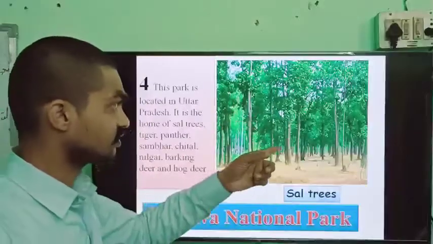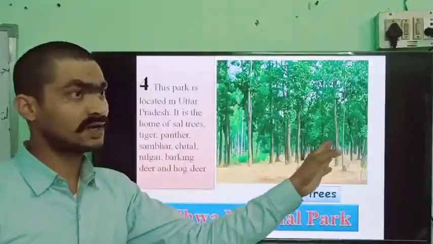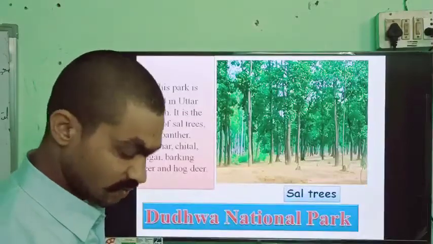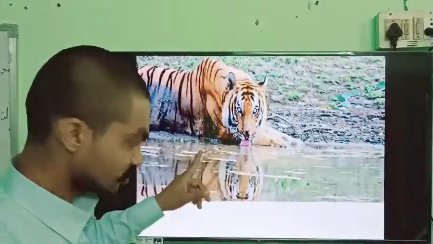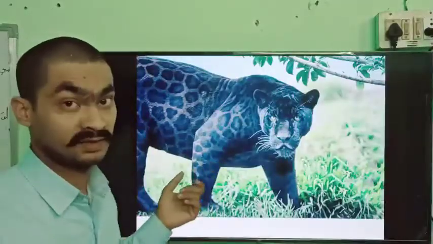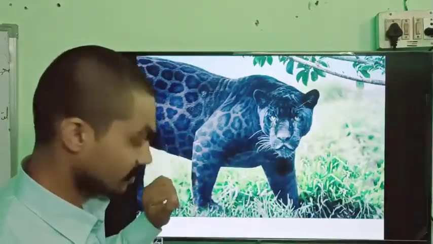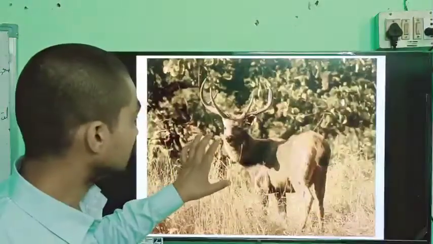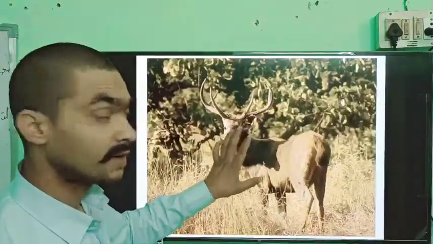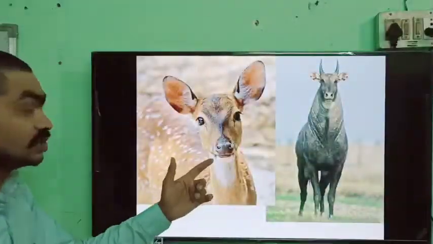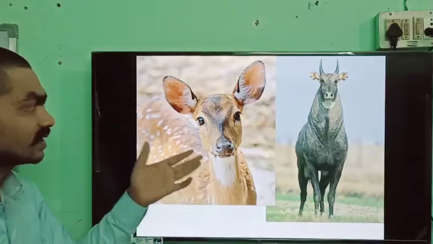These are sal trees, very tall trees. These are used for furnitures. Very strong. This is the tiger. This is panther, black panther. It is a cat family member. This is the sambar. This is sambar. This is a cheetal, kind of deer.